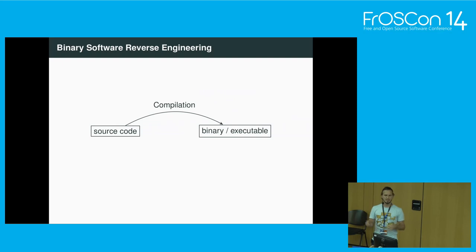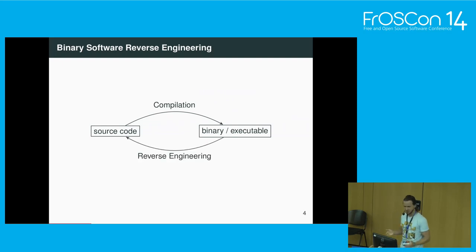And this executable depends on the architecture and so on and so on. So the compiler needs to generate the correct code for the target architecture. And the process to reverse this compilation can be considered reverse engineering. So you start with an executable, and you reverse the process of compiling into something source code or source code-like.